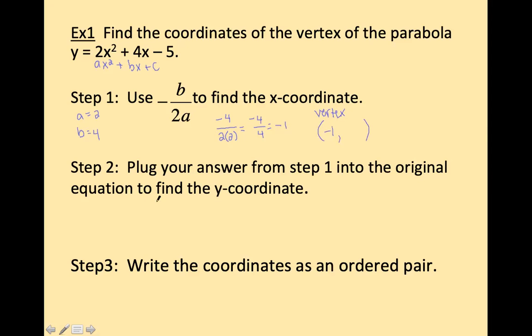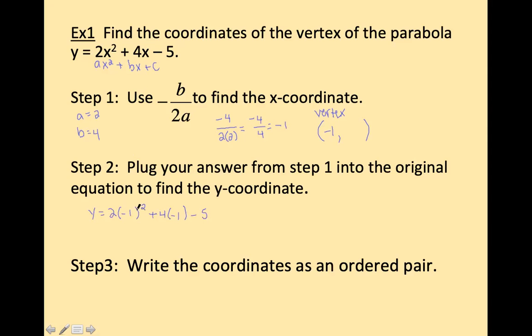All right. It says step 2, plug your answer from step 1 into the original equation to find the y coordinate. So this is where it can get a little bit tricky, so you need to be careful. Our y coordinate is 2 times whatever our x coordinate is squared plus 4 times our x coordinate minus 5. Remember, you can do all of this on your calculator if you're worried you're going to make a mistake. The number we are putting in place of x in each place is -1.